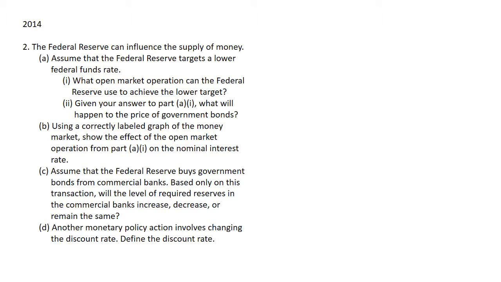Part C says, assume that the Federal Reserve buys bonds from commercial banks. Based on this transaction, will the level of required reserves in commercial banks increase, decrease, or remain the same? And remember, guys, we talked about this earlier in class. When the Fed buys bonds from banks, in essence what's happening, guys, is the bank is selling an asset that they already own. So it's not like when you or I deposit money, right? When you or I deposit money, the bank has to keep a fraction of that as required reserves. But since they're selling an asset they already owned, they don't have to keep any of that money as required reserves. So guys, for part C, required reserves would remain the same.